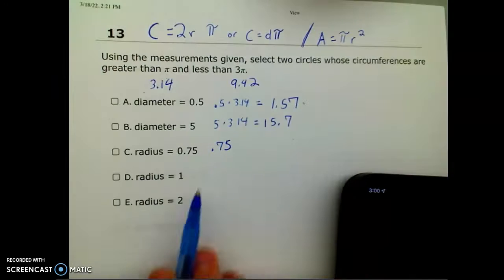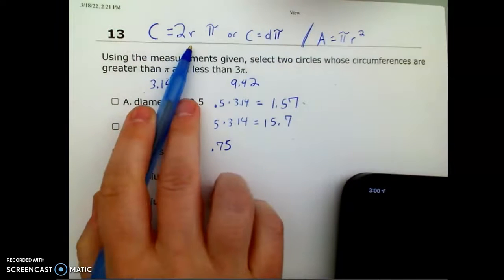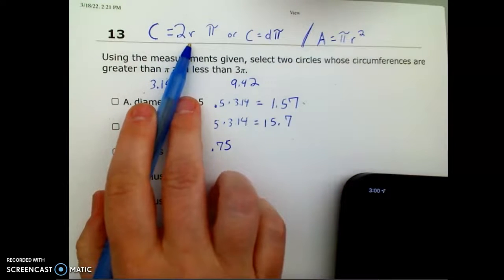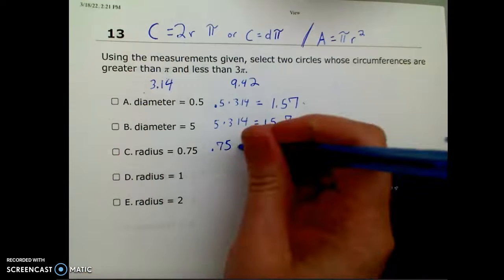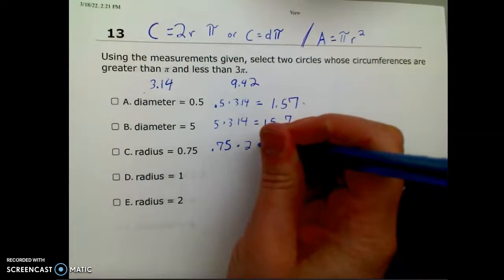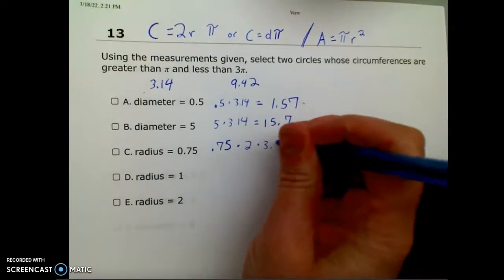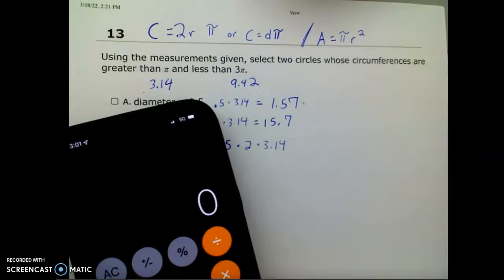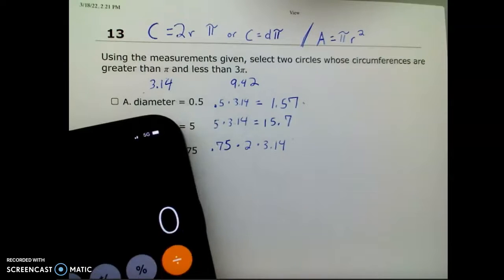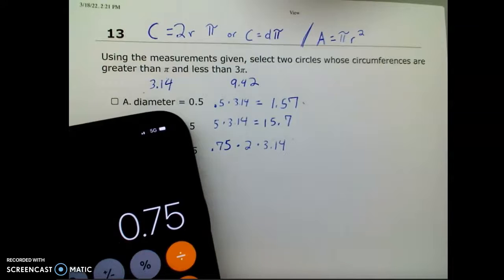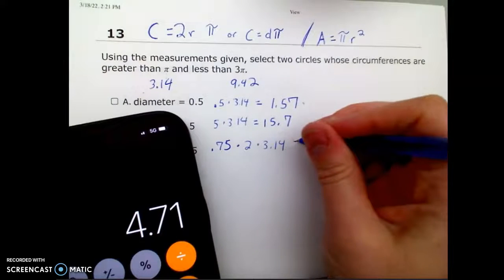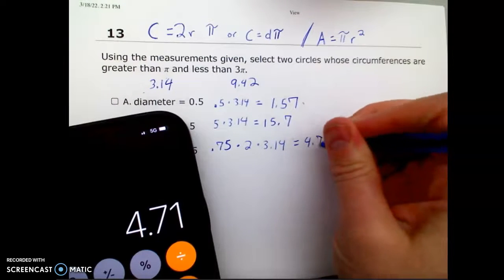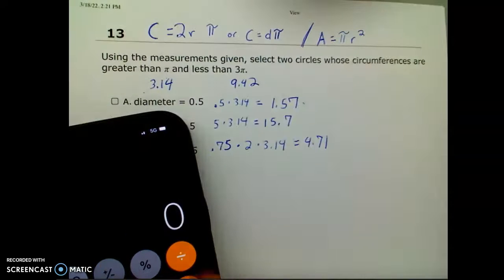The next circle has a radius of 0.75. Now, since I'm using the radius, I'm going to switch over to this other formula. And I know that I have to take the radius times 2 times pi. All right, here comes my calculator. 0.75 times 2 times 3.14 is 4.71. Okay, we're doing great.